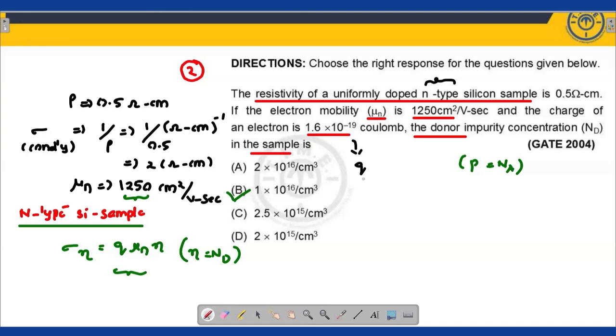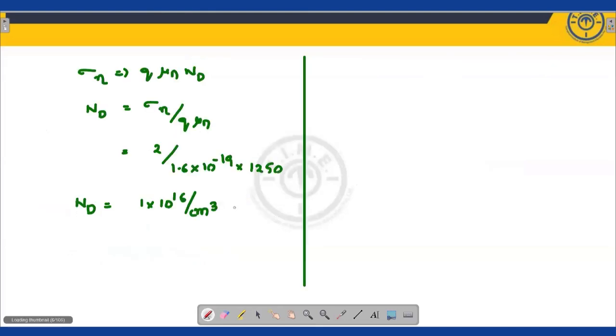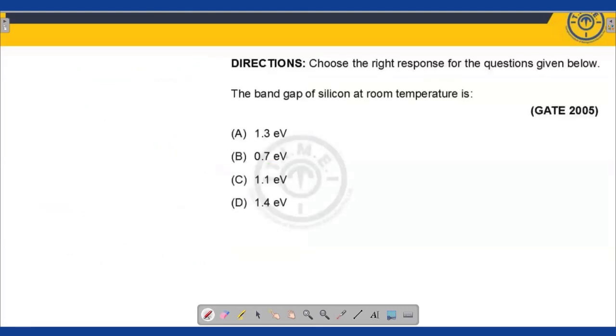That is problem number 3. Choose the right response from the question given below. The band gap of the silicon at room temperature. Generally, I already told you these particular values in direct values. At the GATE level, you need to remember those values.